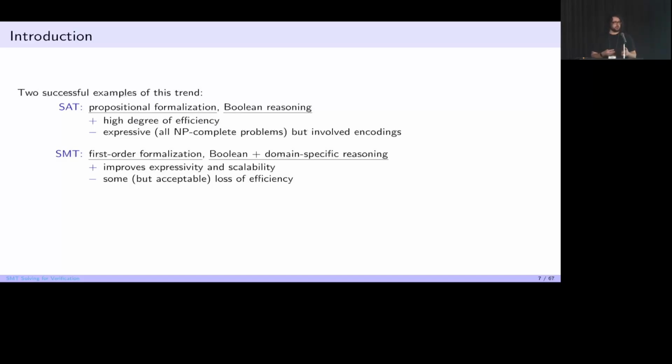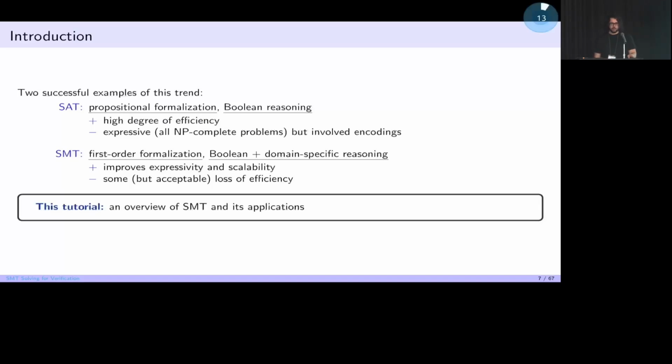There was a loss of efficiency because you're doing more abstractions, you are handling things that are more expressive, and so on. But this has proven to be a sweet spot that led to a big advancement in the usage of formal methods applications built around SMT solvers. So this is the focus of our tutorial today, right? To give an overview of SMT, the kinds of things you can do with them, and some kinds of applications that you can build with them.